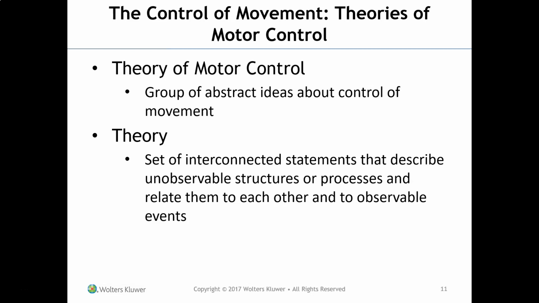All right, class, we'll continue on with theories of motor control. So we have to be able to explain motor control. As the theory of motor control, that is a group of abstract ideas about the control of movement. The definition of a theory is a set of interconnected statements that describe unobservable structures or processes and relate them to each other and to observable events. So really, a theory is something that will help explain motor control.